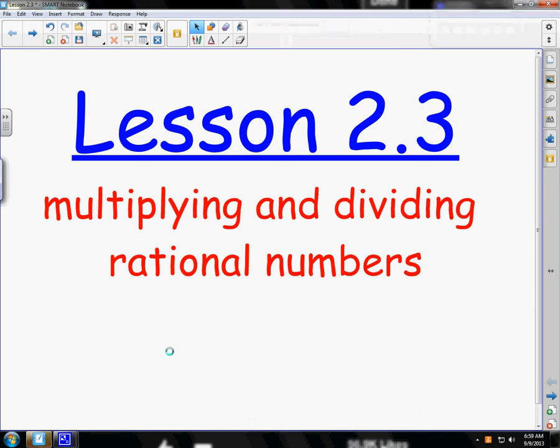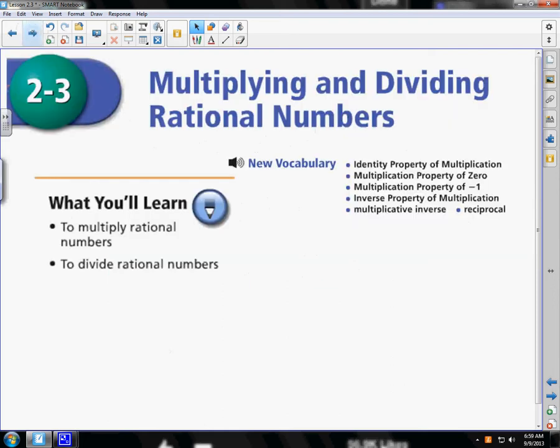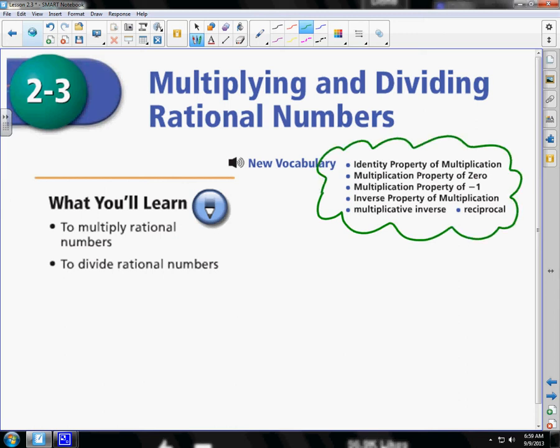All right, lesson 2.3 is multiplying and dividing rational numbers. So if you look in your book on lesson 2.3, there are quite a few new vocabulary terms. So just take that into mind when we're taking notes here. But a lot of them are ones that you've already seen before.